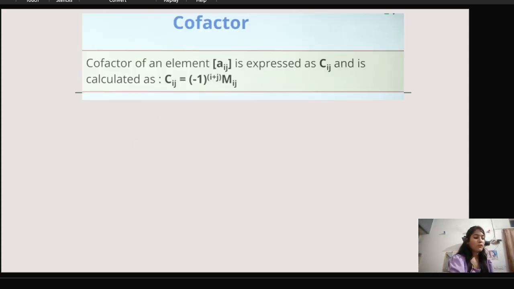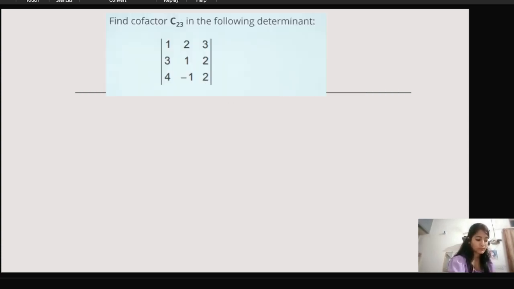Okay. Now what is the cofactor? The cofactor of any element is expressed as negative 1 to the power i plus j, times the minor of that element. So just remember this formula. This is very important for you to understand the things.